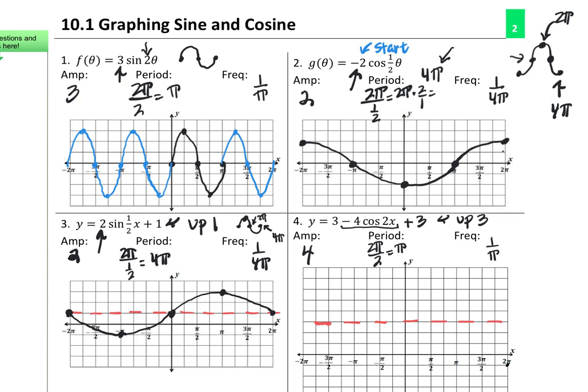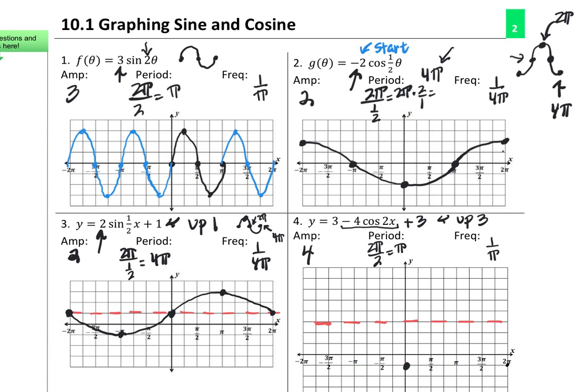Cosine starts at the A. Our A here is negative 4. So then negative 4. So 4 down from that midline. 1, 2, 3, 4. Here we go. Okay, I want to go back to black. I got the wrong color here. All right, let's see. Go back to black. So there we go.